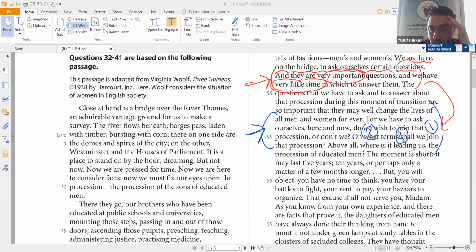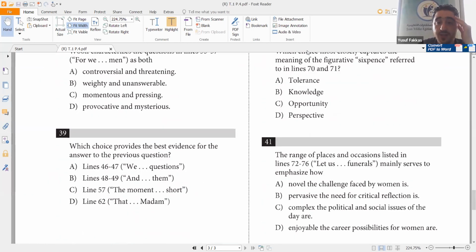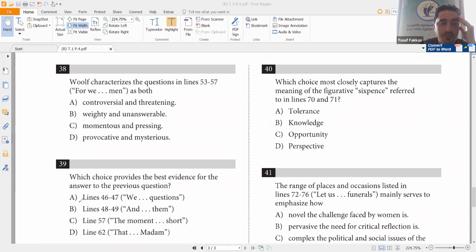And again, if we look at the lines, I believe they are 48, 49, right? I go to the options for the evidence first to check if I'm correct about it. Yes, we have 48, 49. Perfect. Can I now match my evidence with one of the options that I have in 38? A, can I describe these questions now as controversial, argumentative, debatable, and threatening, or weighty and unanswerable? C, momentous and pressing. D, provocative and mysterious. Come on, I'm waiting for you guys. Just send me the letter that presents the right answer for 38.